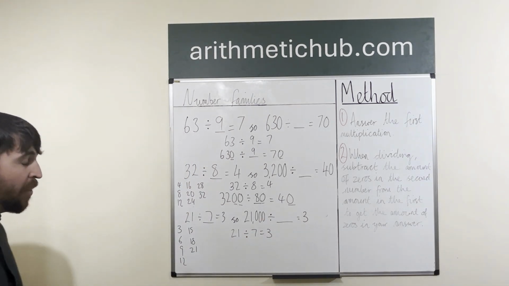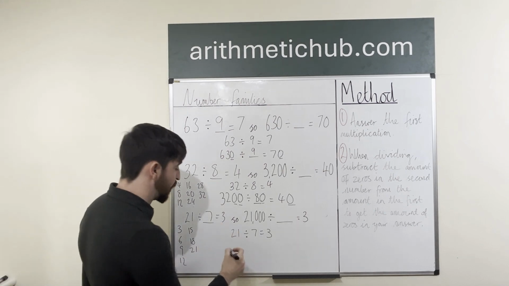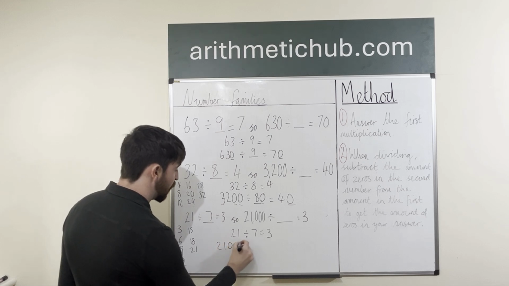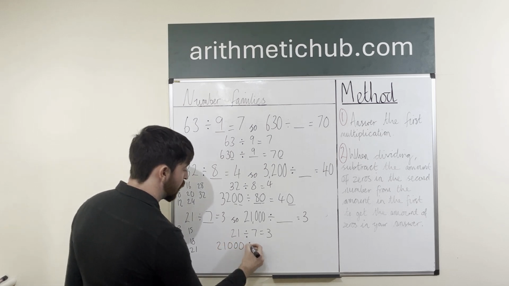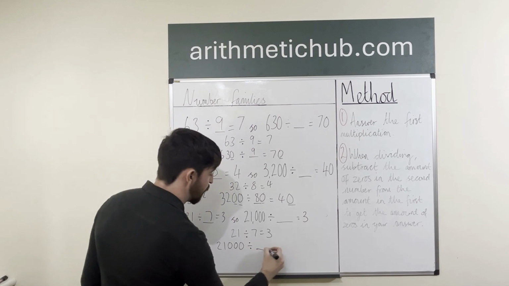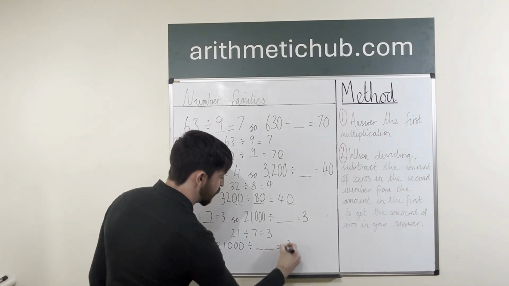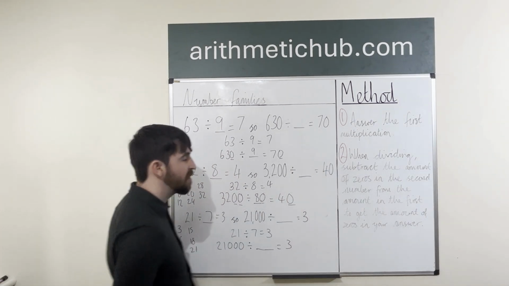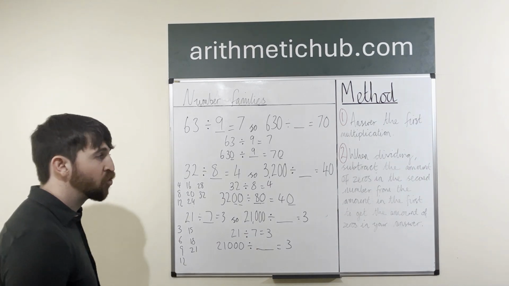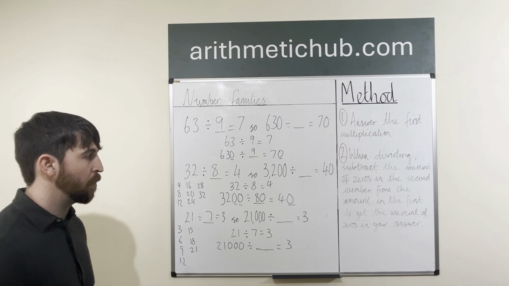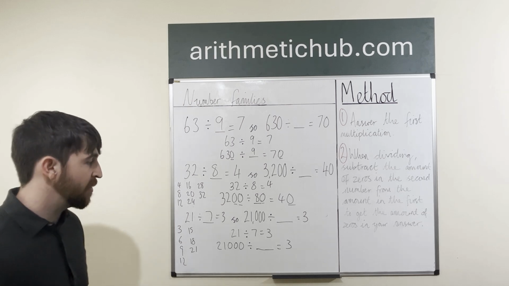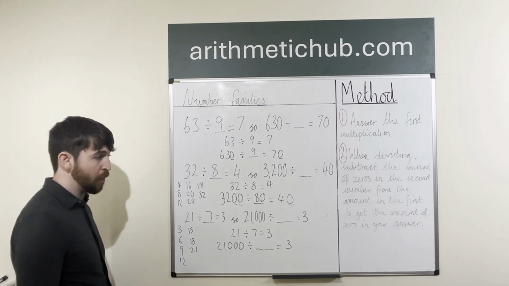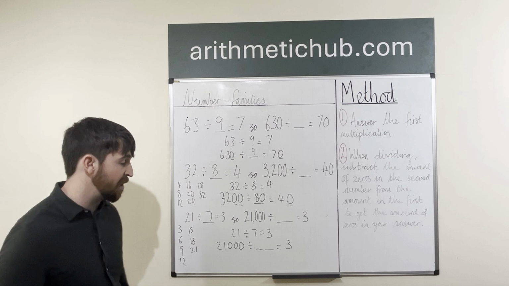So 21,000 divided by something is going to give us 3. Again, we're going to need to use this part of this method, aren't we? When dividing, subtract the amount of zeros in the second number from the amount in the first to get the amount of zeros in your answer. In my answer, I have 0 zeros. I have no zeros. There's no zeros in my answer.